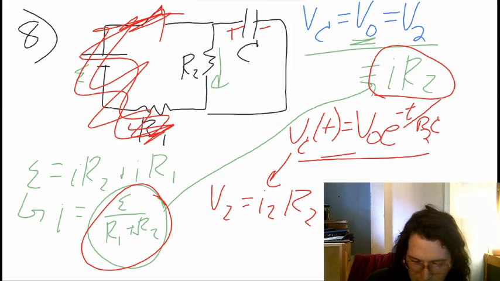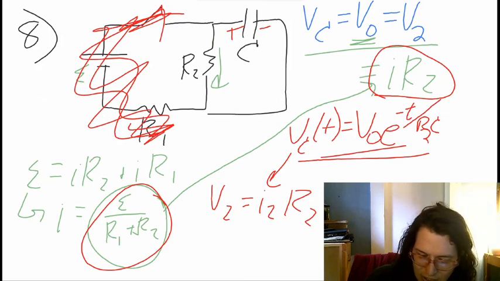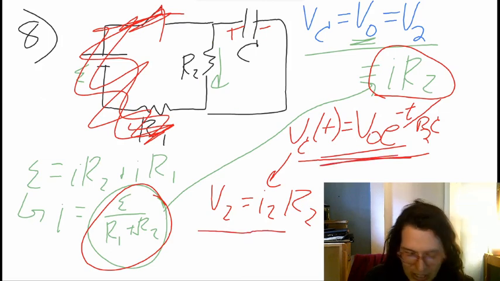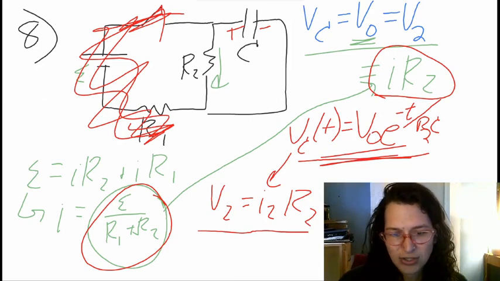Anyway, so you'll find the voltage, and then the voltage has to be the same across the two because they are connected in parallel here. And so you set the voltage over the capacitor equal to the voltage over the resistor again, and then set that equal to I2 R2 and solve for the current over resistor 2.